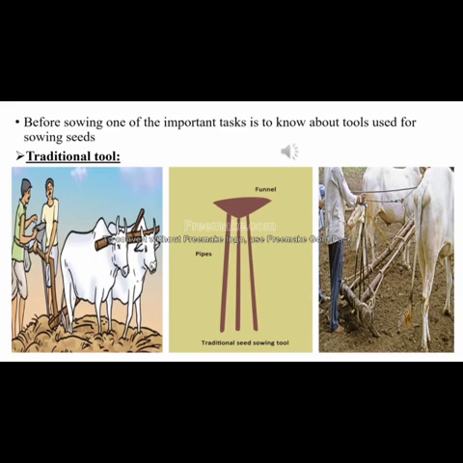Why is it called a traditional tool? Because it has been used since olden days. That is why it has been followed ritually while cultivating a crop or sowing a seed. So that is why it is called a traditional tool. You can see in a live picture how exactly farmers use it. This funnel, or traditional seed sowing tool, is fixed along with the plow. So this is how it functions.